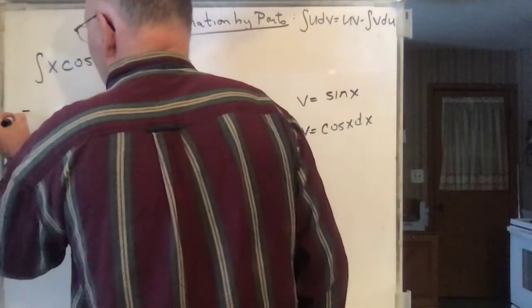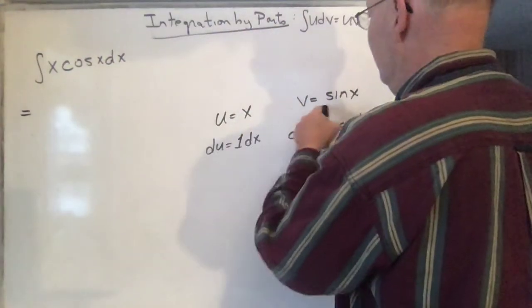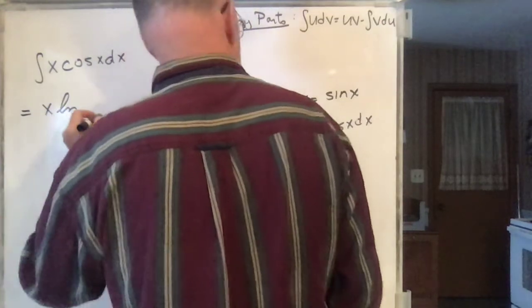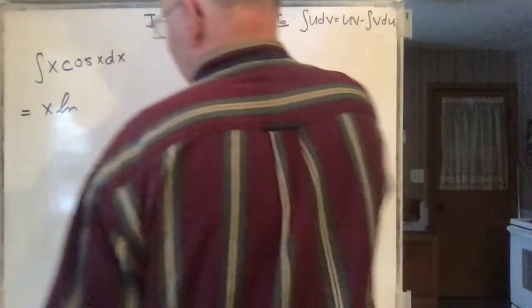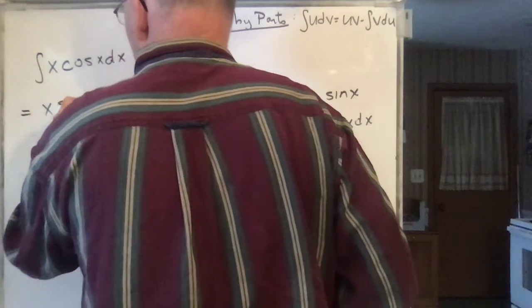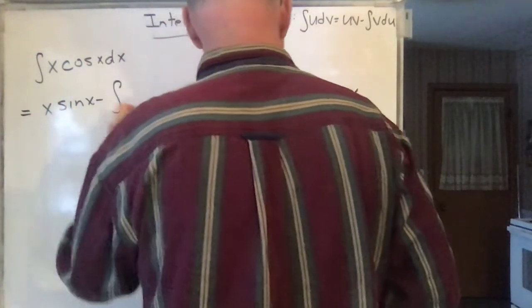So what's the antiderivative? It's uv. Oops, I'm thinking about my next problem. Minus the integral of v du.